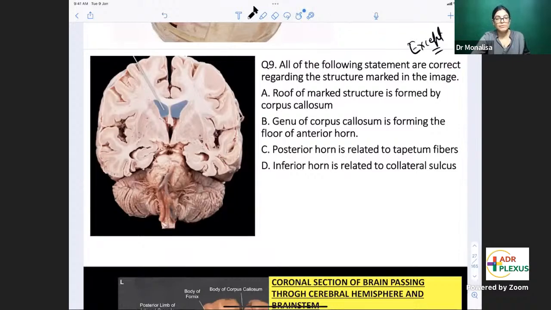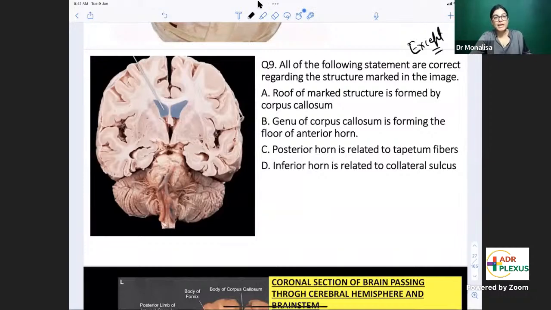I am getting answers. Many of you have given B as the answer: genu of corpus callosum is forming the floor of the anterior horn. Which cavity is this? Can you tell me which cavity is this? Which space is this?